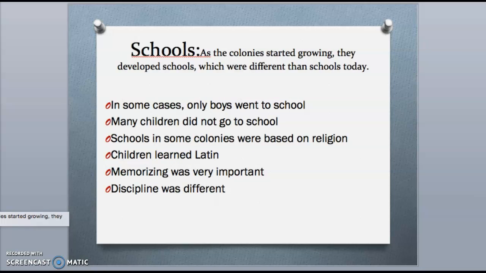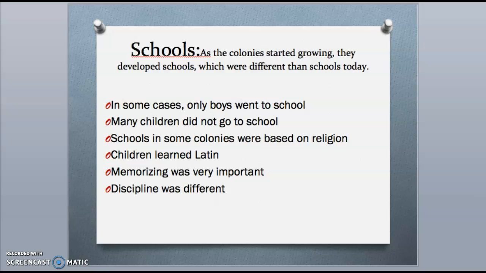Let's take my example of my topic of schools. Here is my statement again. As the colonies started growing, they developed schools which were different than schools today. And here is my list. This is a list, if I went back through my research, of some of the things I think I could talk about that I've learned that helped me come up with my topic statement. So in some cases, only boys went to school. Many children did not go to school.